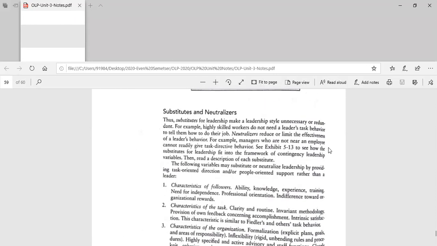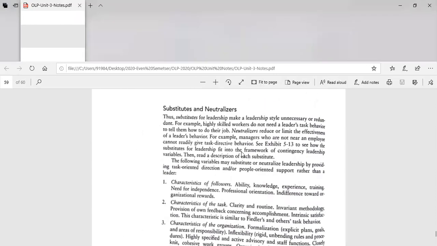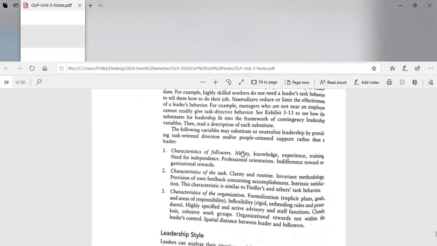So that is how the following three variables in the form of characteristics we can see. Characteristics of followers here: ability, knowledge, experience, training, need for independence, professional orientation, indifference towards organizational rewards. Characteristics of the task: clarity and routine, invariant methodology, provision of own feedback concerning accomplishment, intrinsic satisfaction. The characteristic is similar to Fiedler's and other task behavior we have discussed already, related to the task or job, whether it is routine or structured.